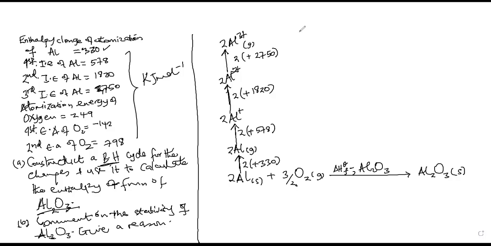Now we have to come to oxygen because it has combined with oxygen to form aluminium oxide. So here we shall have the enthalpy of atomization. They give us the atomization energy of oxygen. So we're going to form 3 atoms of oxygen. Meaning it will be 3 times the atomization energy, which is positive 249.